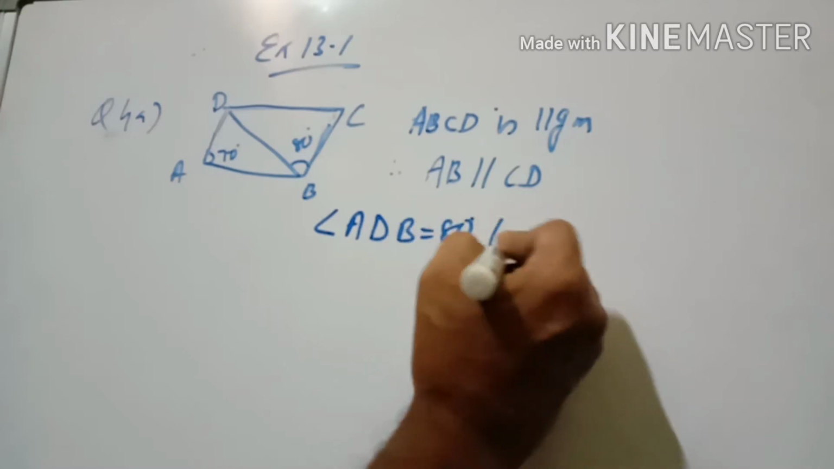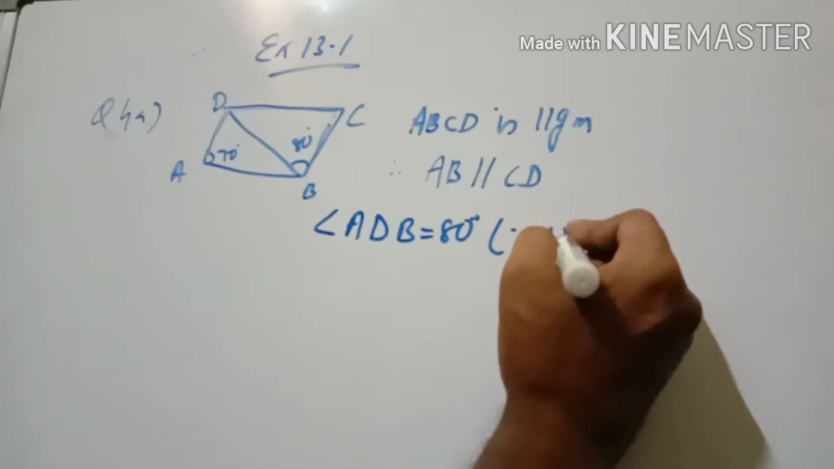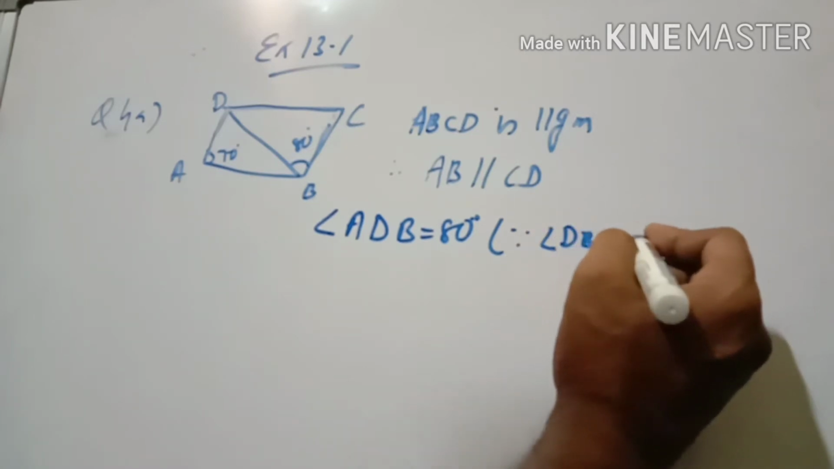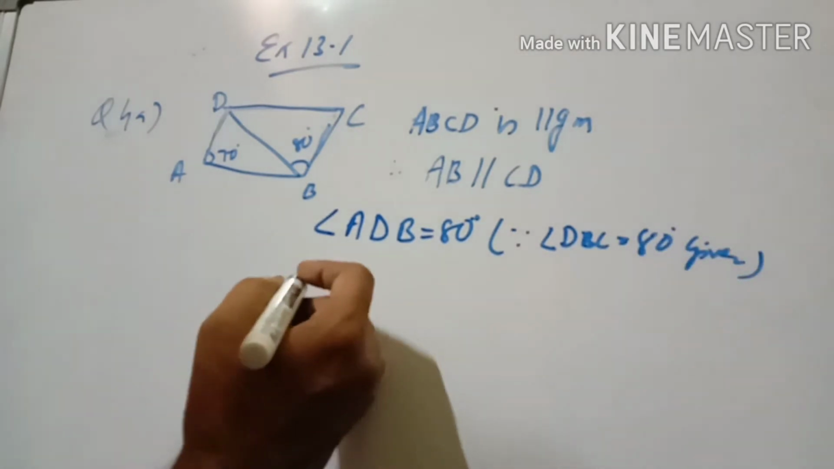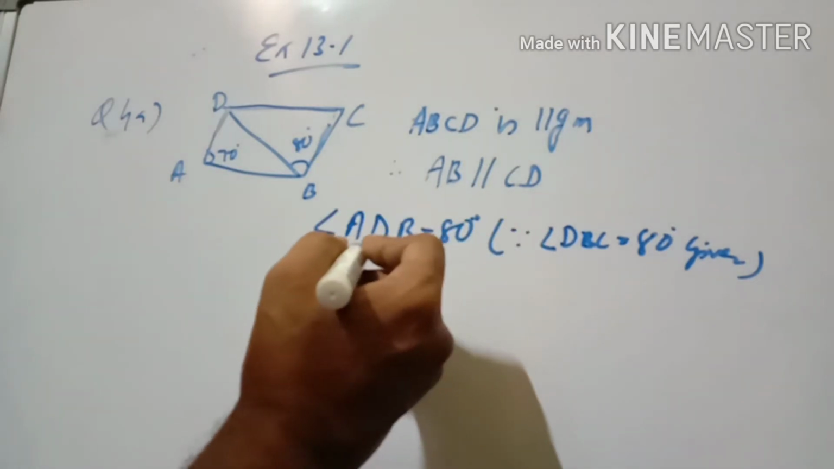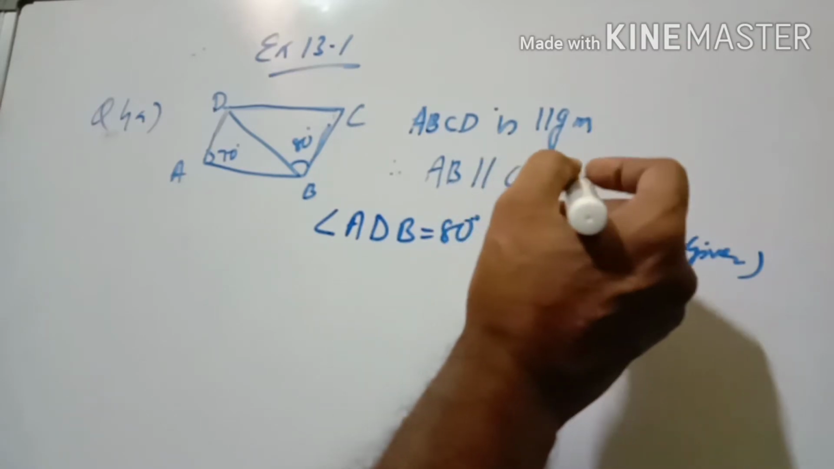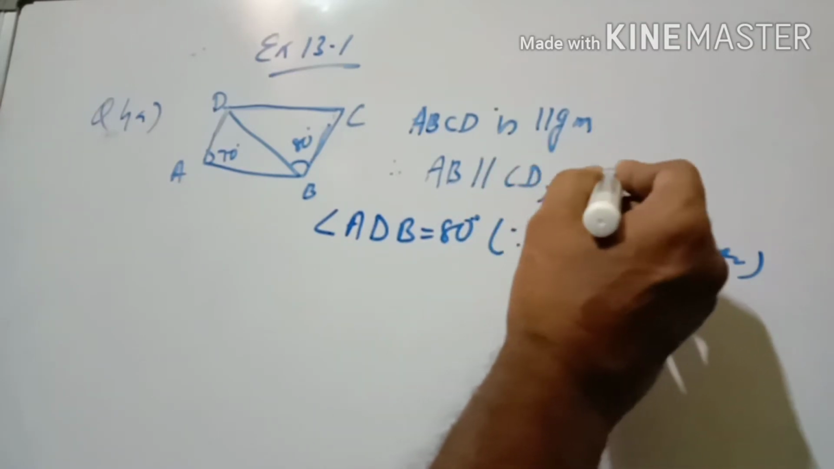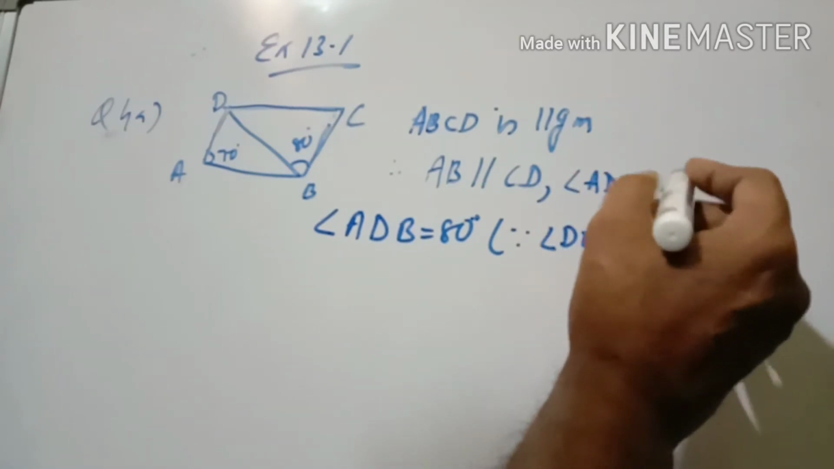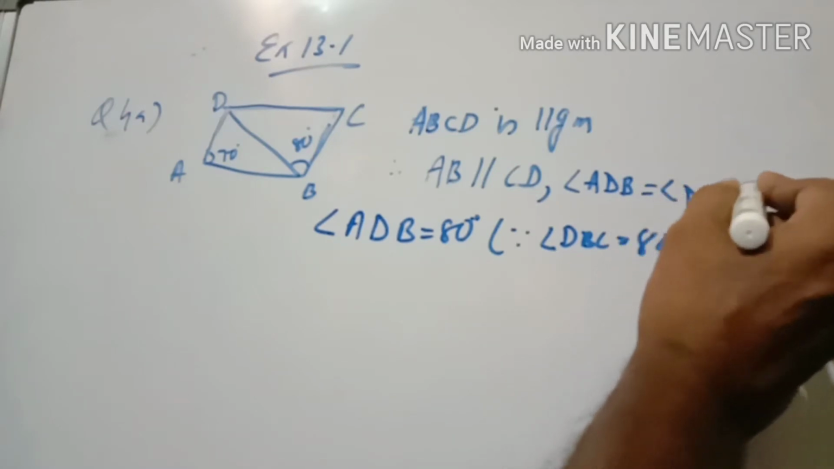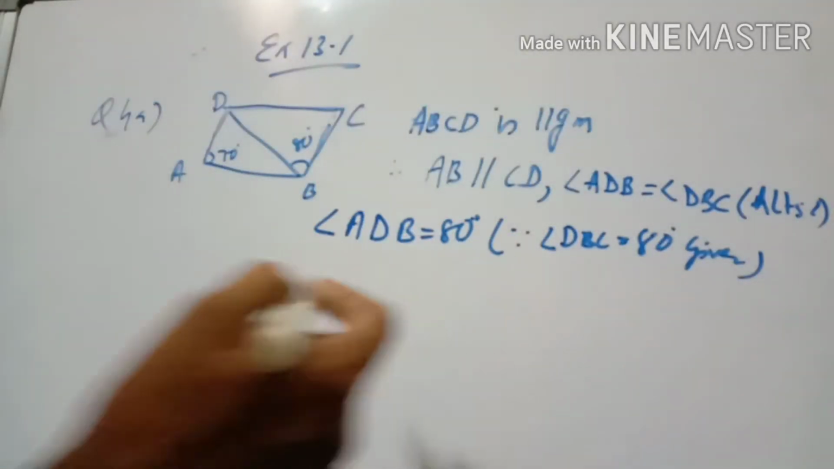Now angle ADB equals 80 degrees since angle DBC is 80 degrees. This is given. And why is this? First we have to write why: angle ADB equals angle DBC, alternate angles are equal. Therefore angle ADB equals 80 degrees.